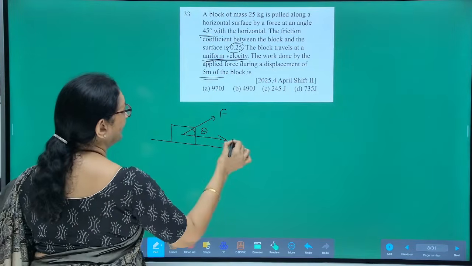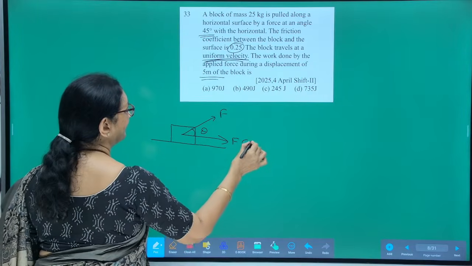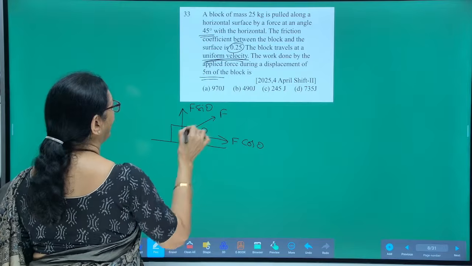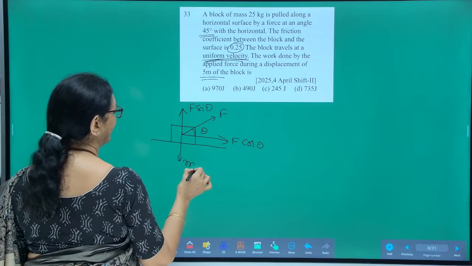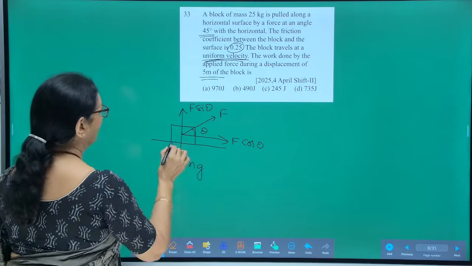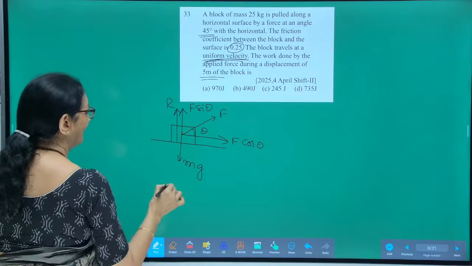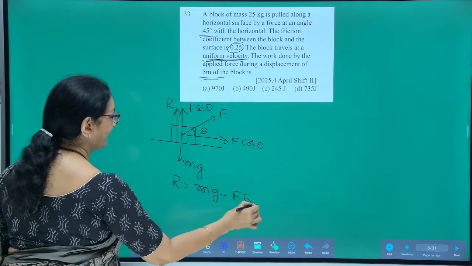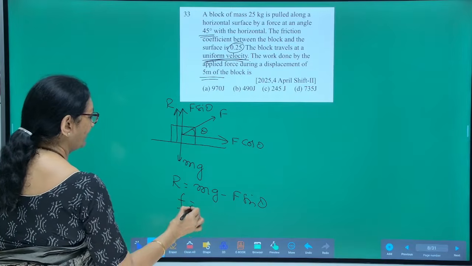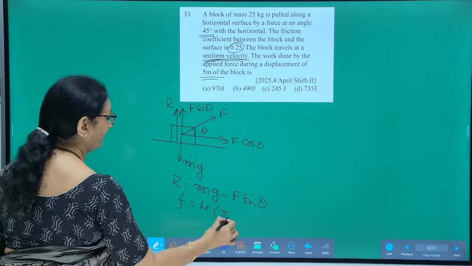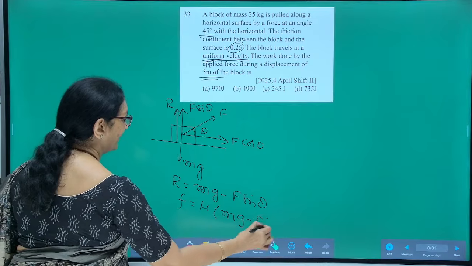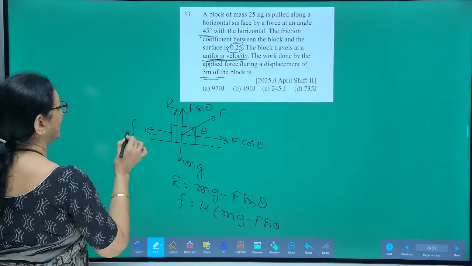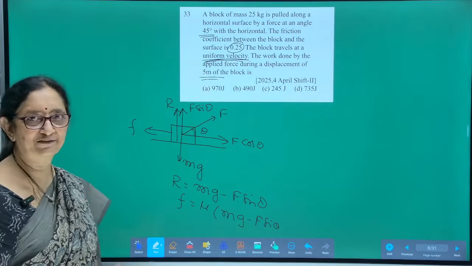The component of this force along this direction is F cos theta, and along this direction is F sin theta. The weight of the block acts in this direction, that is mg. So, in this case the normal reaction is mg minus F sin theta. So, the possible friction is mu of normal reaction, mu times (mg minus F sin theta), that opposes the relative motion. So, friction acts in this direction.